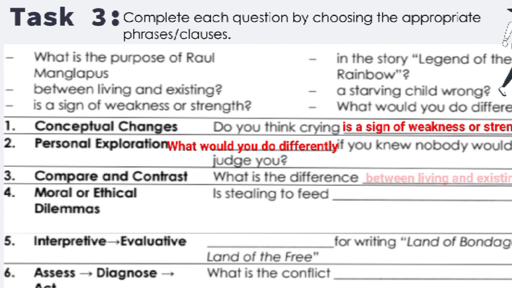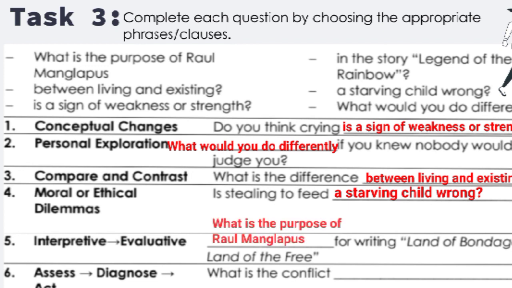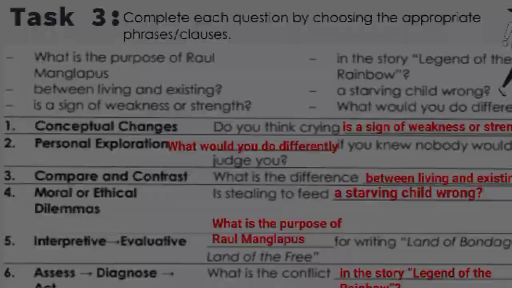Okay, for number 3, what is the difference between living and existing? For number 4, is stealing to feed a starving child wrong? For 5, what is the purpose of Raul Manglapus for writing Land of Bondage, Land of the Free? Then for number 6, what is the conflict in the story Legend of the Rainbow? Okay, so kindly check your answers.